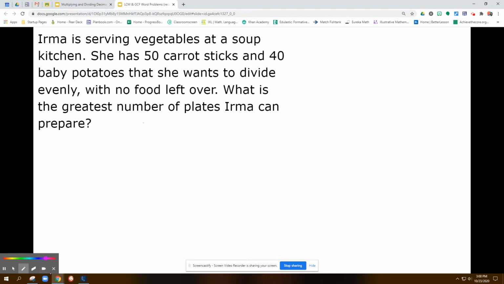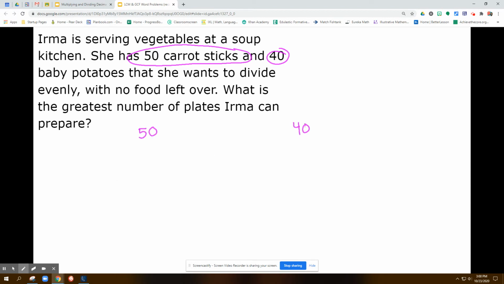If you said greatest common factor, you are correct, because she is taking the 50 carrot sticks and the 40 baby potatoes and trying to make bowls of vegetable soup with them. We want to find out how many of each she can put in each bowl. So let's use prime factorization to help us out.